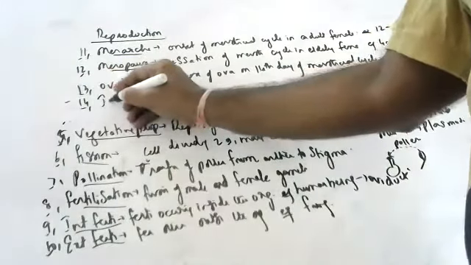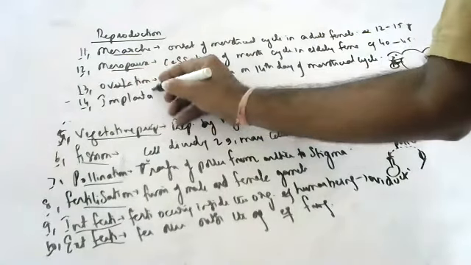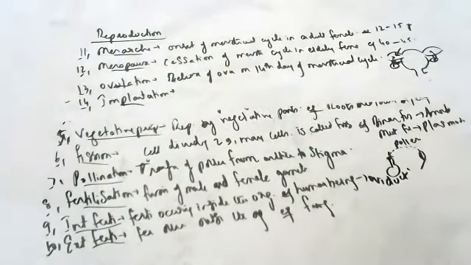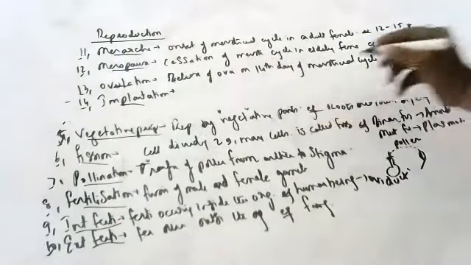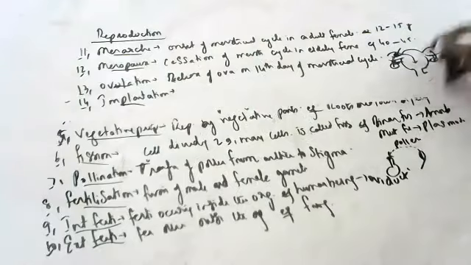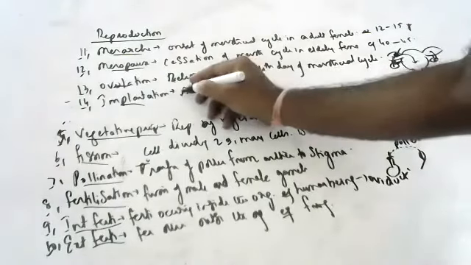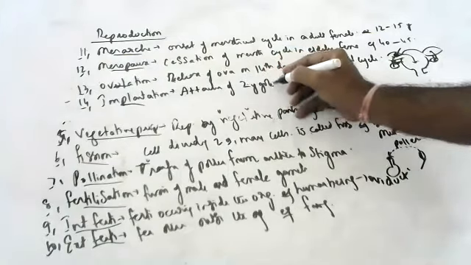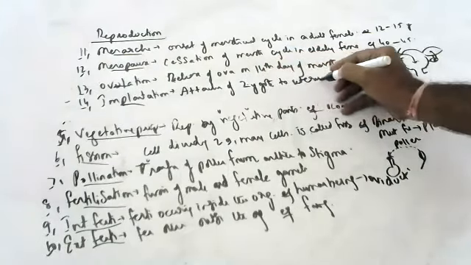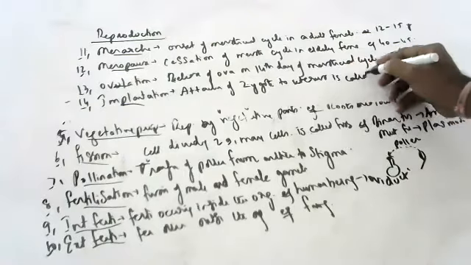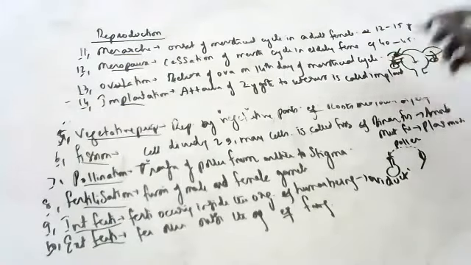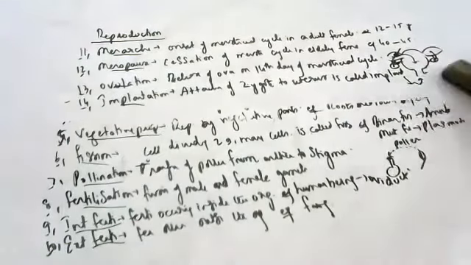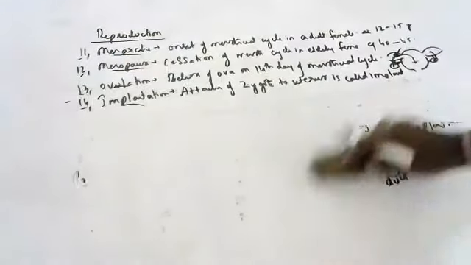Next, implantation. What is implantation? If fertilization takes place, when a sperm fuses with the egg, then implantation occurs. The zygote which is formed goes and attaches itself to the uterus. Attachment of zygote to uterus is called implantation. If possible, draw a small figure. This is the figure.